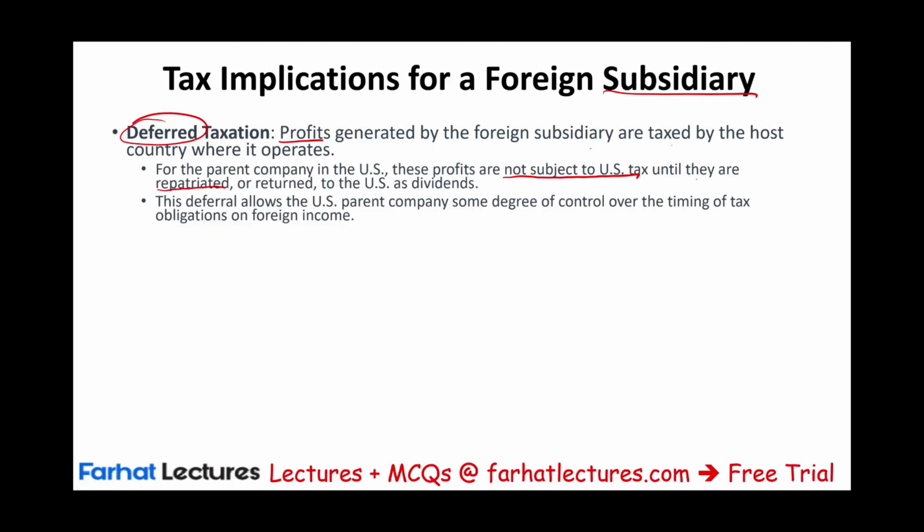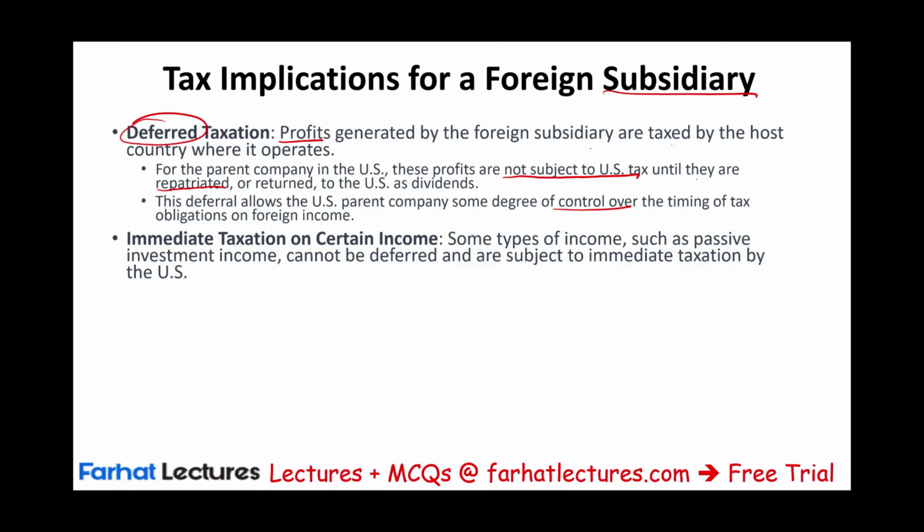And this deferral gives the company some flexibility, allowing the US parent company some degree of control over the timing of the US tax obligation on foreign income. So if they don't want to pay taxes in the US, they don't bring the money back from that subsidiary. They can delay this process. Now, bear in mind, some types of income, such as passive activity income, cannot be deferred and are subject to immediate taxation. Now, why?